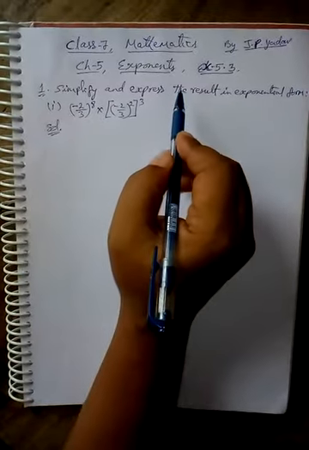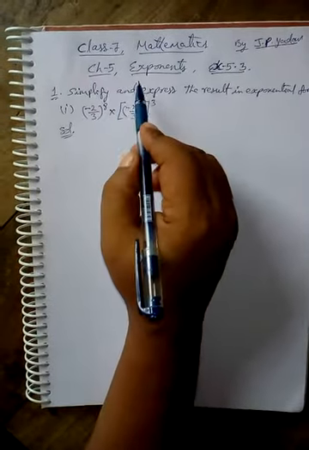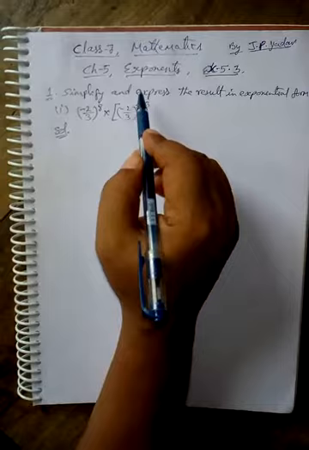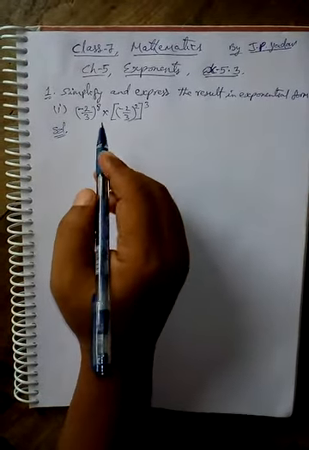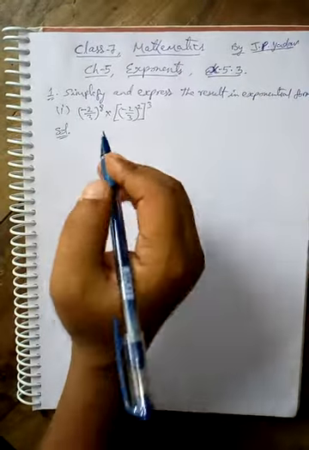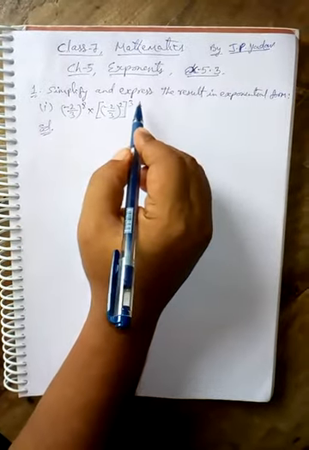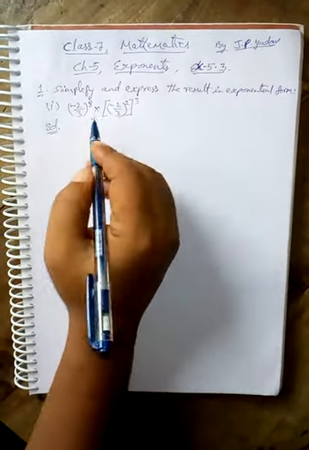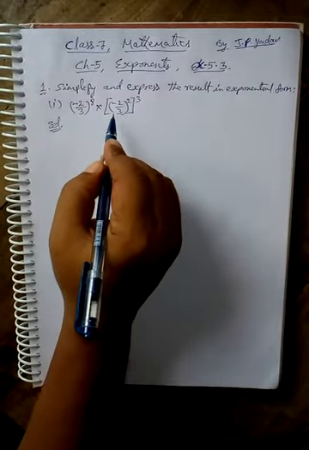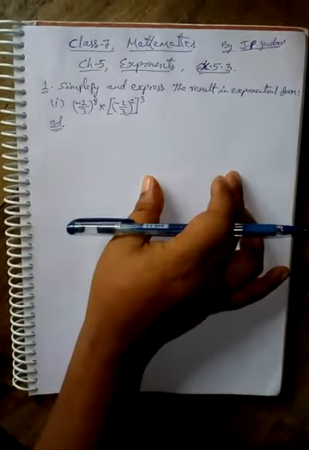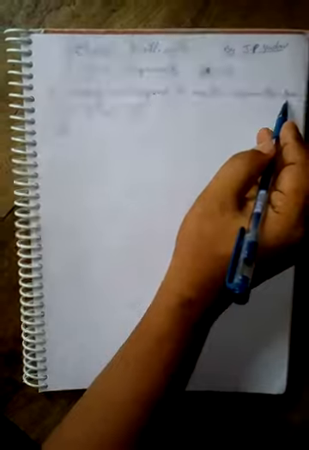Today we are going to do exercise 5.3 of exponents, chapter 5 exponents, exercise 5.3. We have already completed exercise 5.2. So today we are going to discuss this exercise. First question is simplify and express the result in exponential form. Means we have to simplify this first and express the solution, that is the answer, in the exponential form.